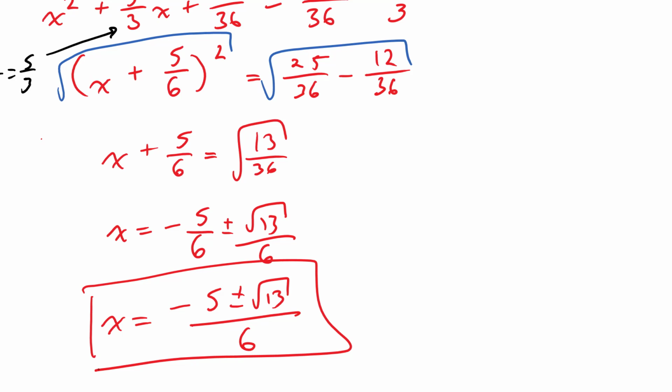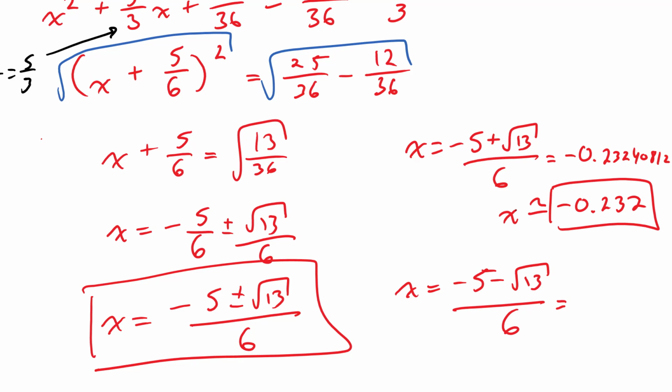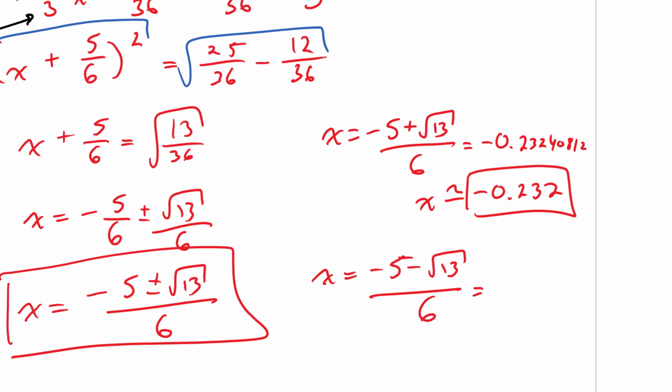Now, of course, I'm going to get two answers here. X is equal to negative 5 plus square root of 13 over 6, and x is equal to negative 5 minus square root of 13 over 6. When I work that all out, I get negative 0.232400812. Round that off to 3 significant digits. X is approximately equal to. Do the same thing down here with the negative one.